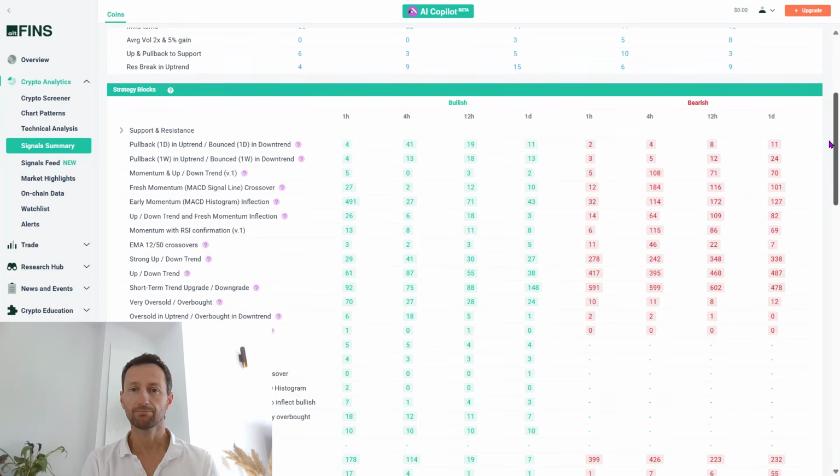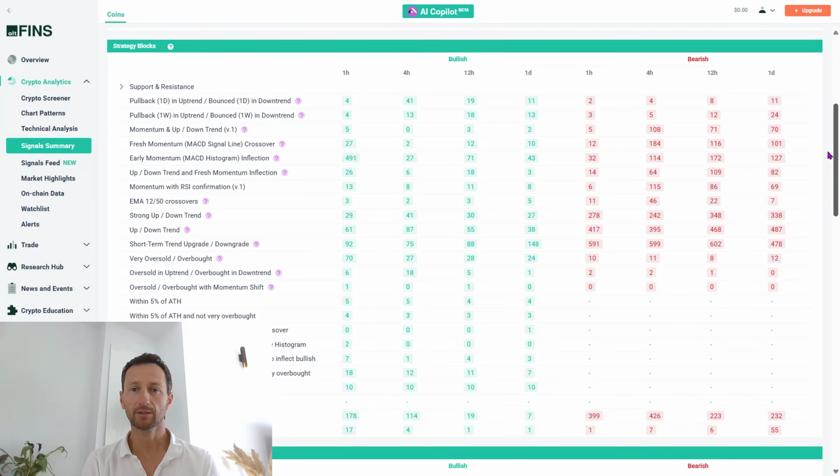Unless you're new to the crypto market, you've noticed that since Bitcoin hit 126,000 in November of last year, we've been in a downtrend. The trends have improved in the recent couple of months, but if you go to the signal summary page, there are a few preset filters here. One is which assets are in a strong up versus strong down trend on a daily time interval.